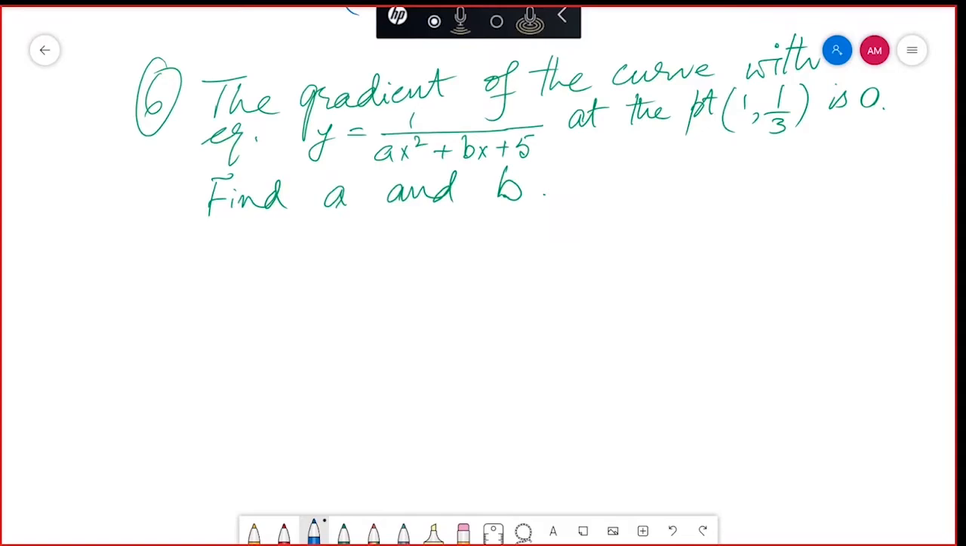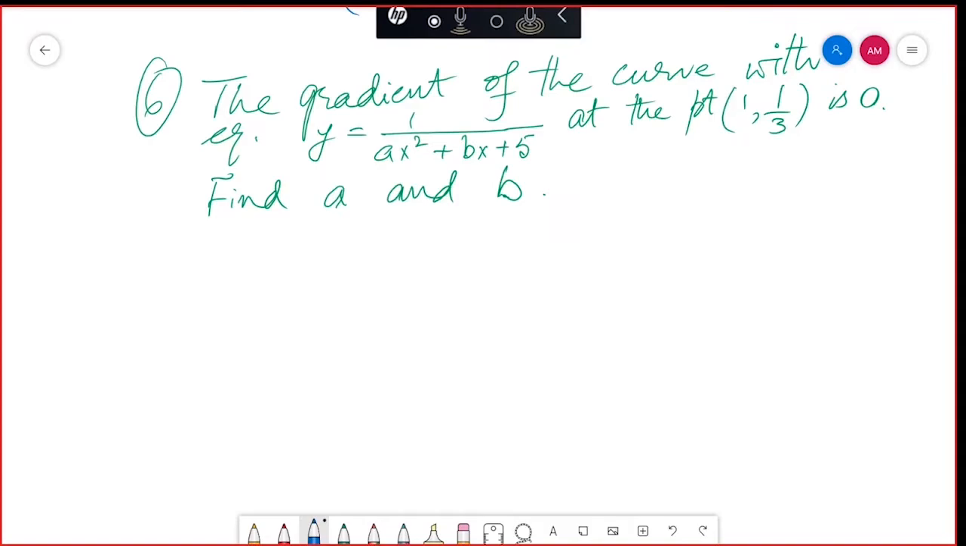That's the first thing. That's a very important learning: the student should learn the skill of reading the question and then trying to find how to solve it. So this is an interesting question. It says the gradient of the curve with equation y at the point is 0. Because we are doing differentiation, we understand that we would differentiate. That would give us the gradient. We know the gradient is 0. So we would put 1 for x and 1 over 3 for y. It will give us one equation.